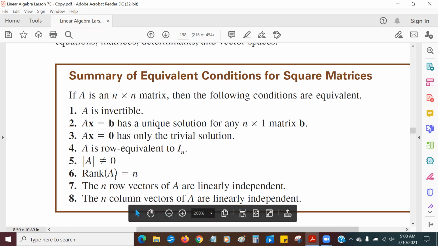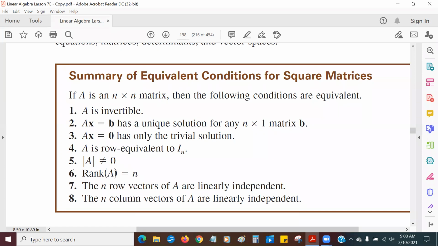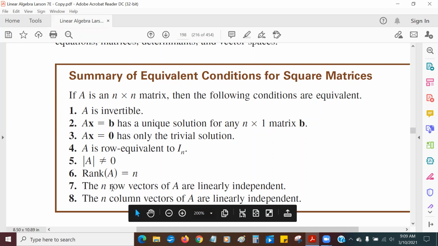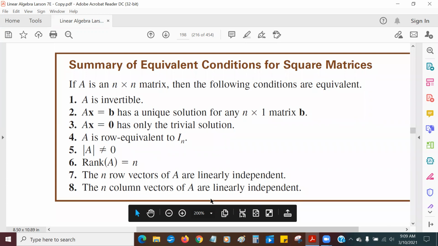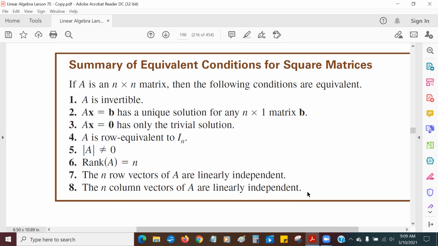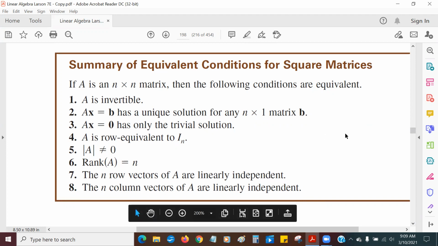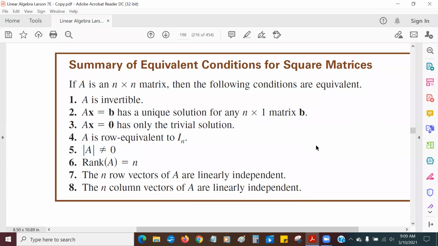It's also equivalent to saying that the rank of A is equal to n. And remember, the rank was the dimension of the row space, or the dimension of the column space. And it's also equivalent to saying that the n row vectors of A are linearly independent. And it's also equivalent to saying that the n column vectors of A are linearly independent. So if any one of these is true, then all 8 are true. And if any one of these is not true, then all 8 are not true. So these are if and only if. It's an 8-way if and only if.